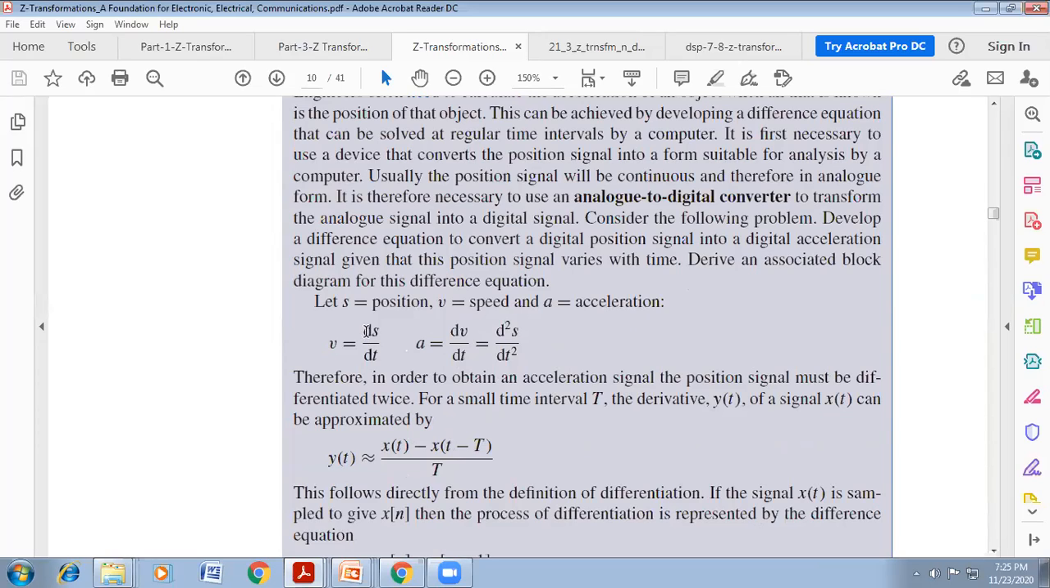Understand? This distance is differentiated how many times? Two times, right? To become acceleration. So for a small time interval capital T, the derivative y(t) of a signal x(t) can be approximated by this: y(t) is approximately x(t) minus x(t minus T) divided by T. This is the time interval dividing, and this position signal can be changed to this.